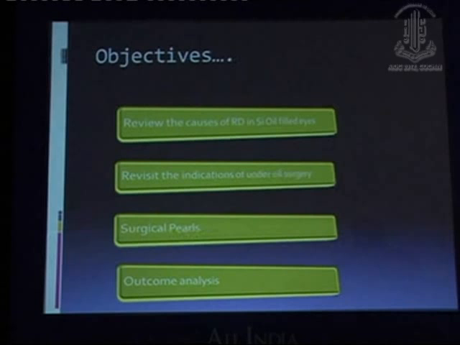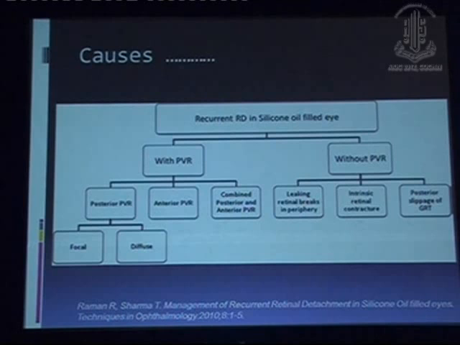Briefly, if you look at the causes of recurrence under an oil-filled situation, it could be with PVR or without PVR. With PVR, it could be an anterior PVR, a posterior PVR, or a combined anterior and posterior PVR. On the other hand, without PVR, we could have a single leaking break, intrinsic retinal contractions, or a posterior slippage of the giant retinal tear.